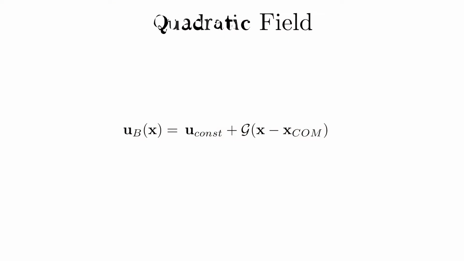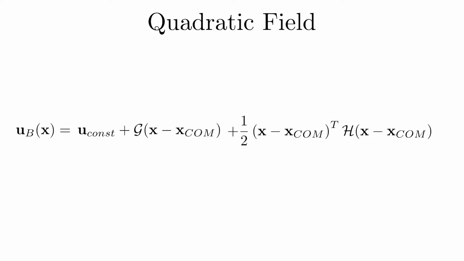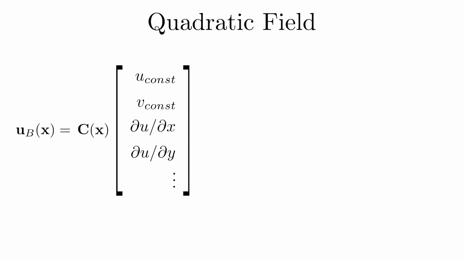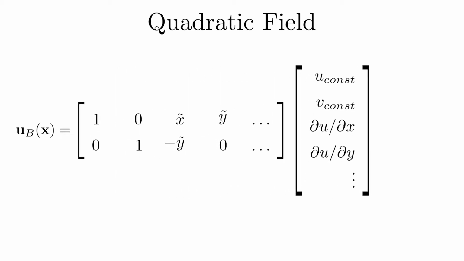This motivates extending a reduced fluid model with a quadratic term, where h is a Hessian 3-tensor. We thus define a generalized velocity, v sub b, containing the constant, gradient, and Hessian terms, with a mapping c that transforms them into the usual Euclidean velocity at some point x.